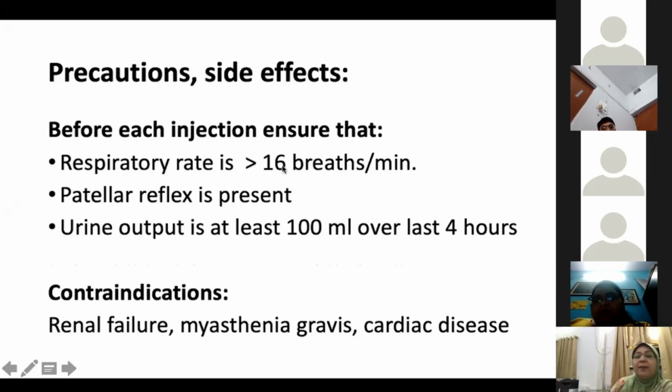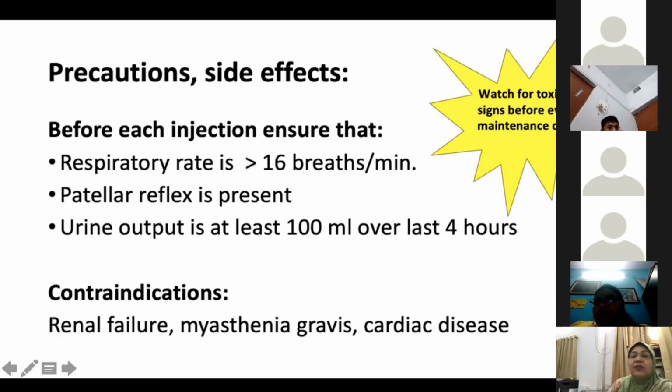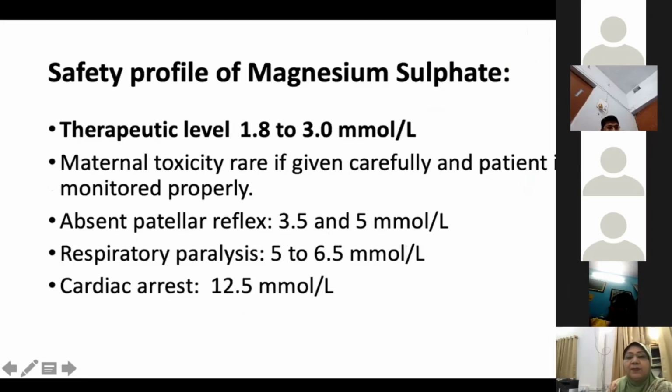Respiratory rate, remember, should be more than 16 breaths. Patellar reflex should be checked. Urine output is at least 100 ml over the last 4 hours. And the contraindications are that there should not be any renal failure. The woman should not have myasthenia gravis, and cardiac disease is also a relative contraindication. So watch for toxicity signs before every maintenance dose, the next dose that you administer.